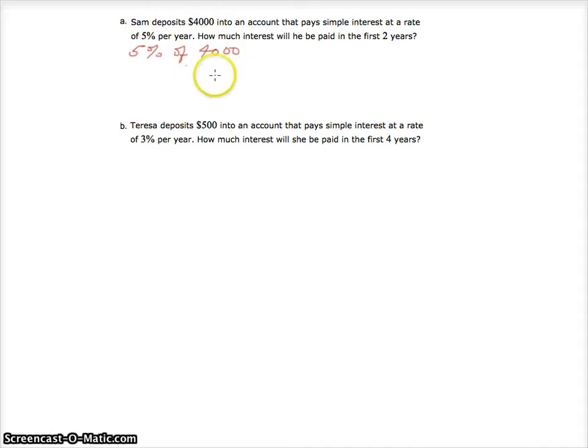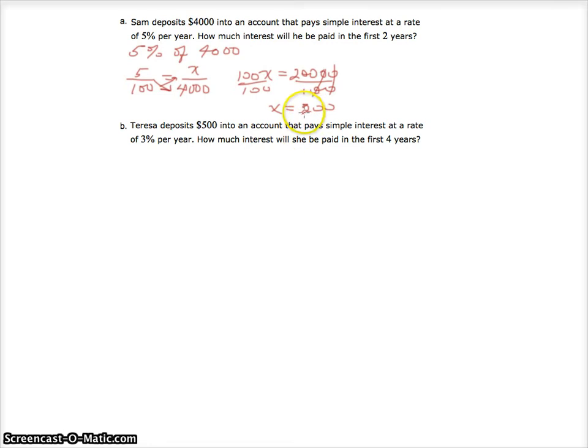So I'm going to set up my percent proportion. So I have 5 over 100 equals x over 4,000. I'm going to cross multiply and get 100x equals 20,000. I'm going to divide by 100 on both sides. It's going to knock out 2 of my zeros. So x equals 200.